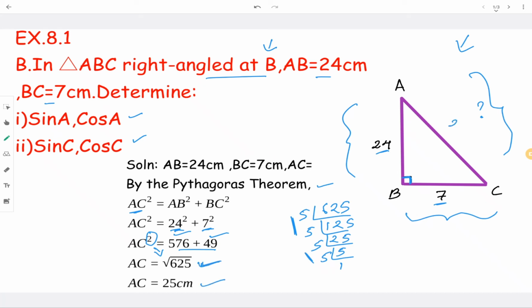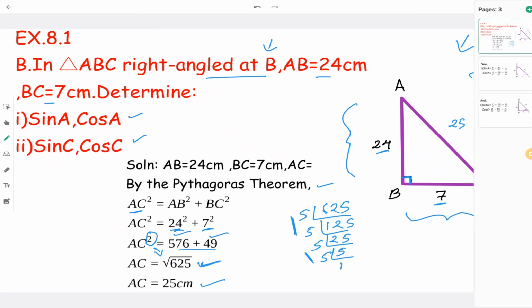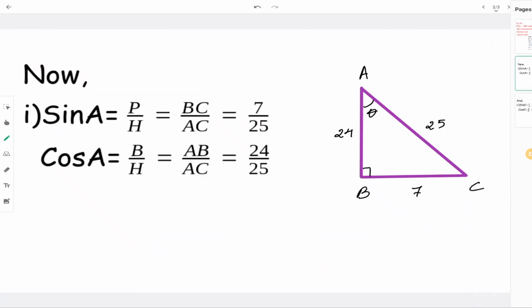So now if you look here, I know all the three sides, 24, 7 and 25. Now let's start putting the values here. Now be very careful here, right? The question says sine A, cos A, right? That means my theta is at A, which means, like I said, nothing happens to the hypotenuse. The longest side will be the longest side, but this BC will become your perpendicular and AB becomes your base, right? So sine A is perpendicular by hypotenuse.